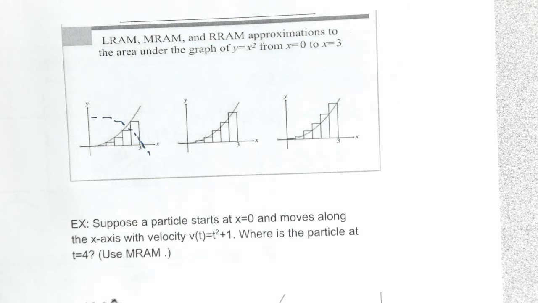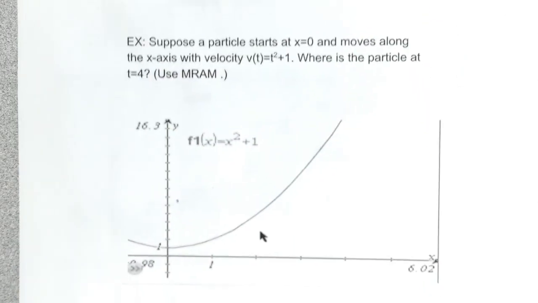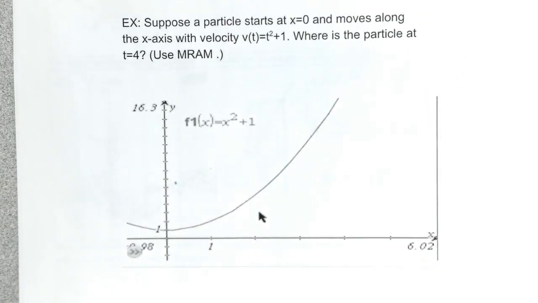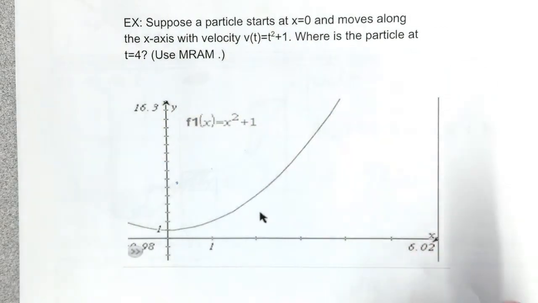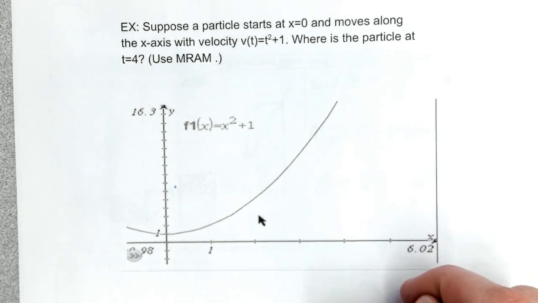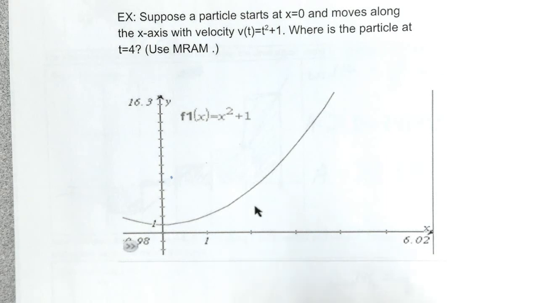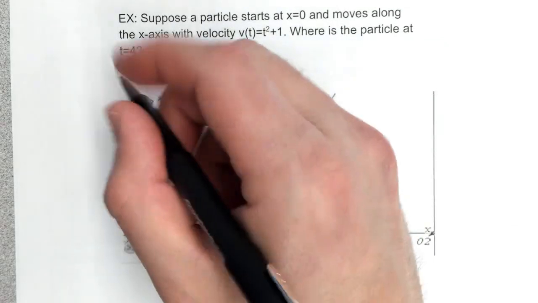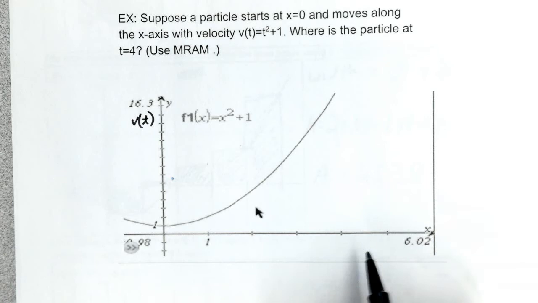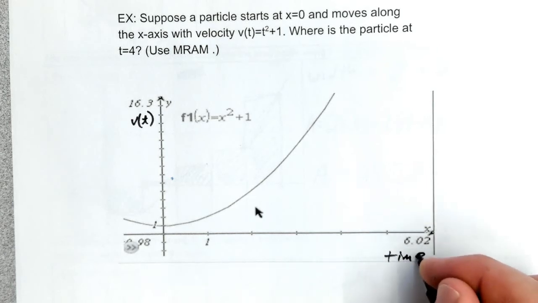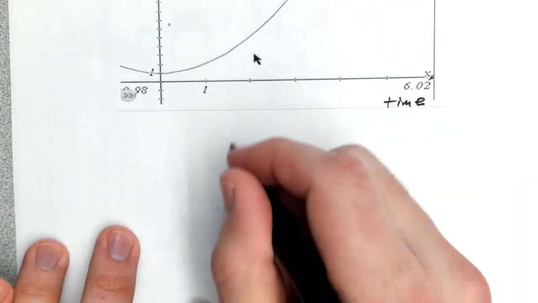Okay. So the last thing here: suppose a particle starts at x equals 0 and moves along the x-axis with velocity given here. Where's the particle at t equals 4? All right, we're going to use MRAM. The way that we approach this is if we put velocity on the y and we put time on the x. Let's sketch this out generally here.